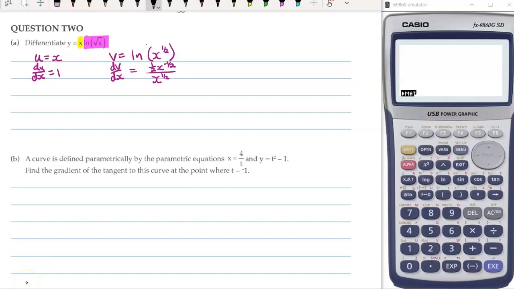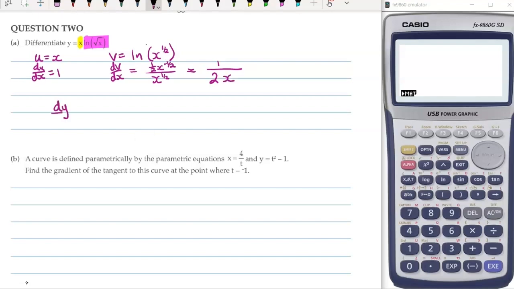Now that looks a mess. We can do some stuff to help out here. We can first of all put the 2 on the bottom of that from that half. The x to the minus a half is going to be the 1 over the square root of x. So on the bottom we have a square root of x. The x to the minus half that's on the top also becomes another root x on the bottom. So root x times x is just x.